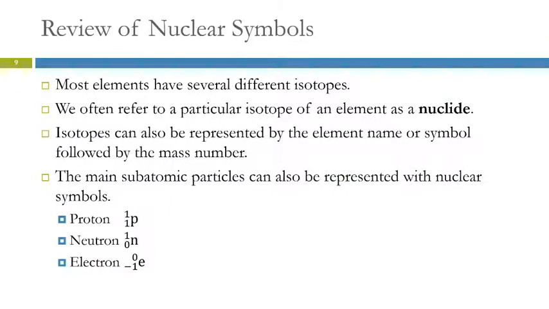We can also represent the main subatomic particles with nuclear symbols. So a proton is a lowercase p, its mass number is 1, and its number of protons is 1. A neutron is lowercase n, it has a mass of 1 and no protons. And then there's the electron with an e, a mass of 0, and what seems strange, but we'll realize why, the number of protons is -1.